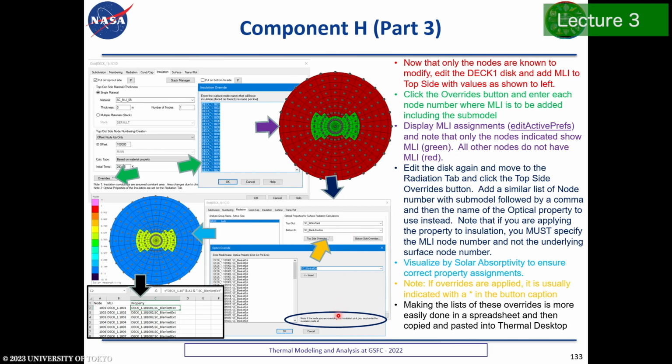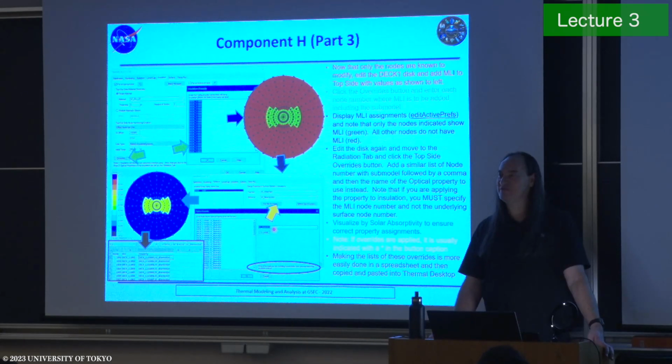And again, down here is the reminder that if you're overriding insulation nodes, you need to make sure you specify the insulation node number, not the underlying structure. So they give you a reminder there, and I've given you the reminder, so hopefully that's enough to recall next time you have to do it.